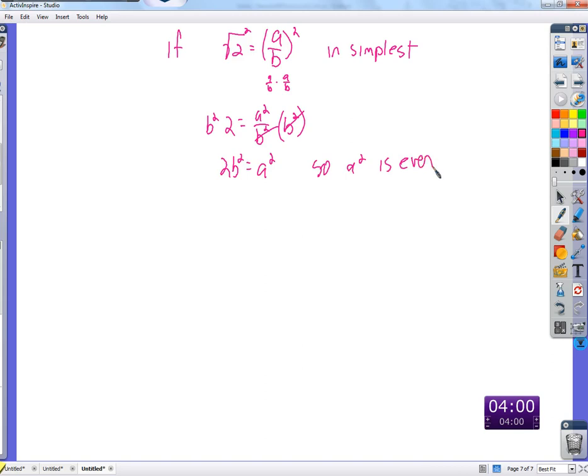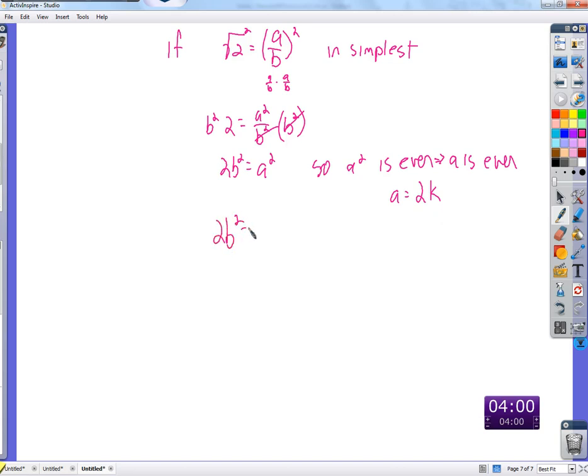What's the definition of a number being even? Well, I guess a number plus itself would be that number, or it's divisible by 2 is another way to say that. So a squared is even, which also means that a would have to be even. So a is even, and a being even means that a is equal to 2 times some number. That's the definition of being even.